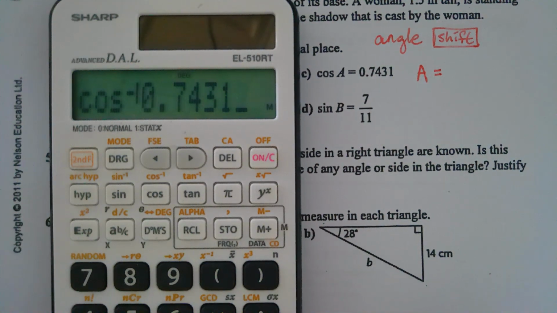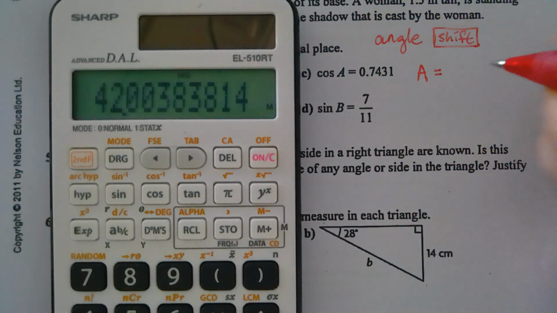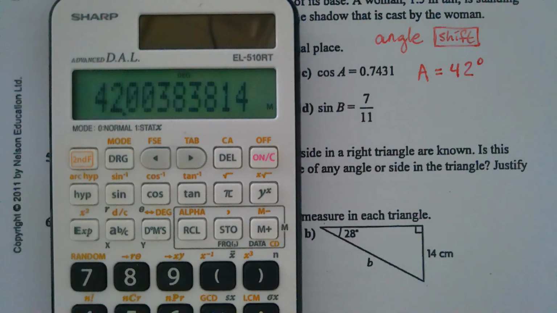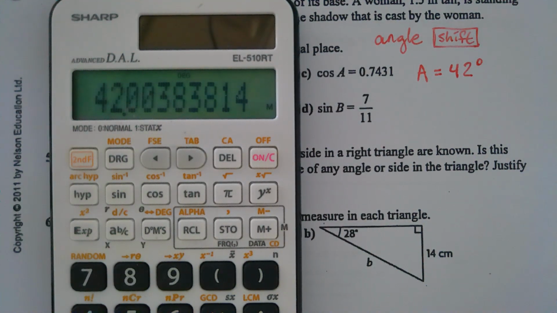0.741. And I get, what's my unit? 42 degrees. Good. One second. Let me just finish up this one.